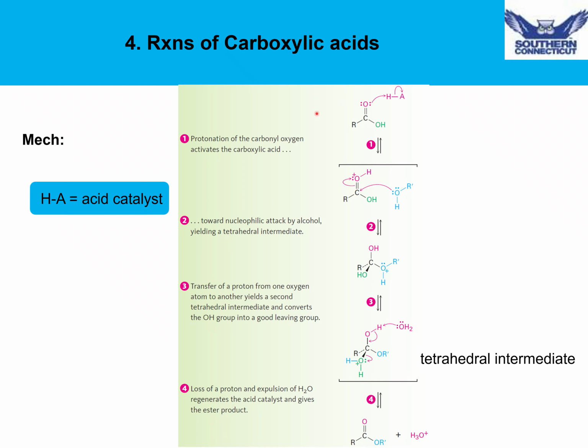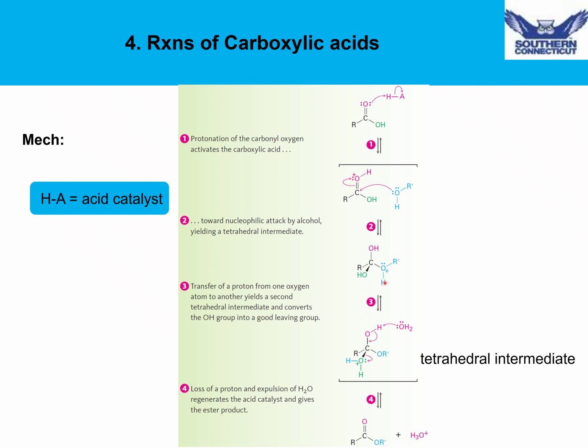Here's the mechanism for the Fischer esterification reaction. It starts off with a carboxylic acid being protonated by HCl or another acid catalyst. Then water will add to the carbonyl of the carboxylic acid, breaking the double bond, leading to this intermediate, which then loses a proton.